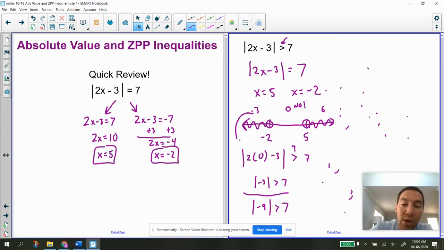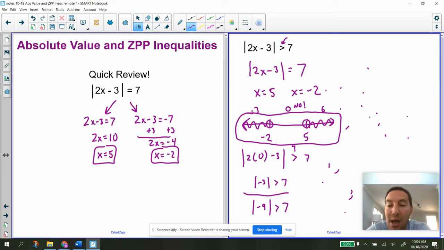So this right here is my answer. This says that any number bigger than 5 would satisfy this inequality. Anything smaller than negative 2 would too. Anything in between negative 2 and 5 would not. And if you don't believe me, try some other numbers. The one thing I want you to start noticing is, notice how the answer goes yes, no, yes. It kind of toggles between working and not working. You're going to see that pattern a lot, and that's a good little way to check as you get answers.